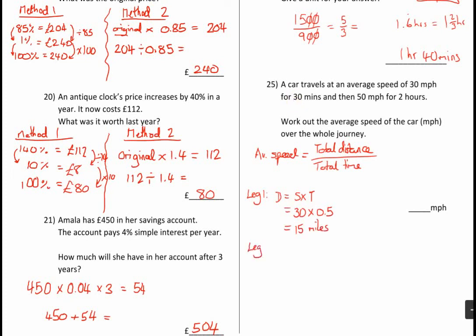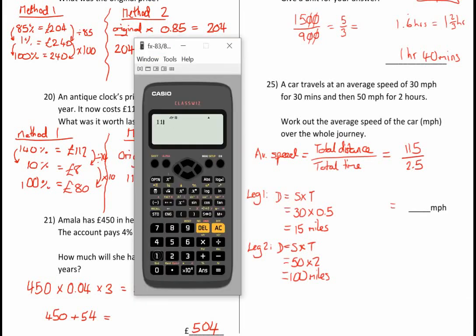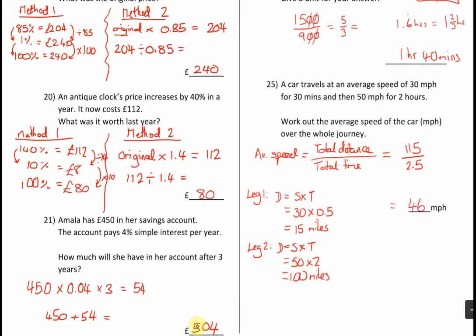In leg 2, same thing, distance, speed times time. So we've got the speed 50, time 2 hours, so it travelled 100 miles. So in total, the total distance is 115 miles. Total time is 2.5 hours. And that will give us our answer. 46 miles per hour. So you can see it's not 40, it's actually closer to the higher speed because they were travelling at that for longer.